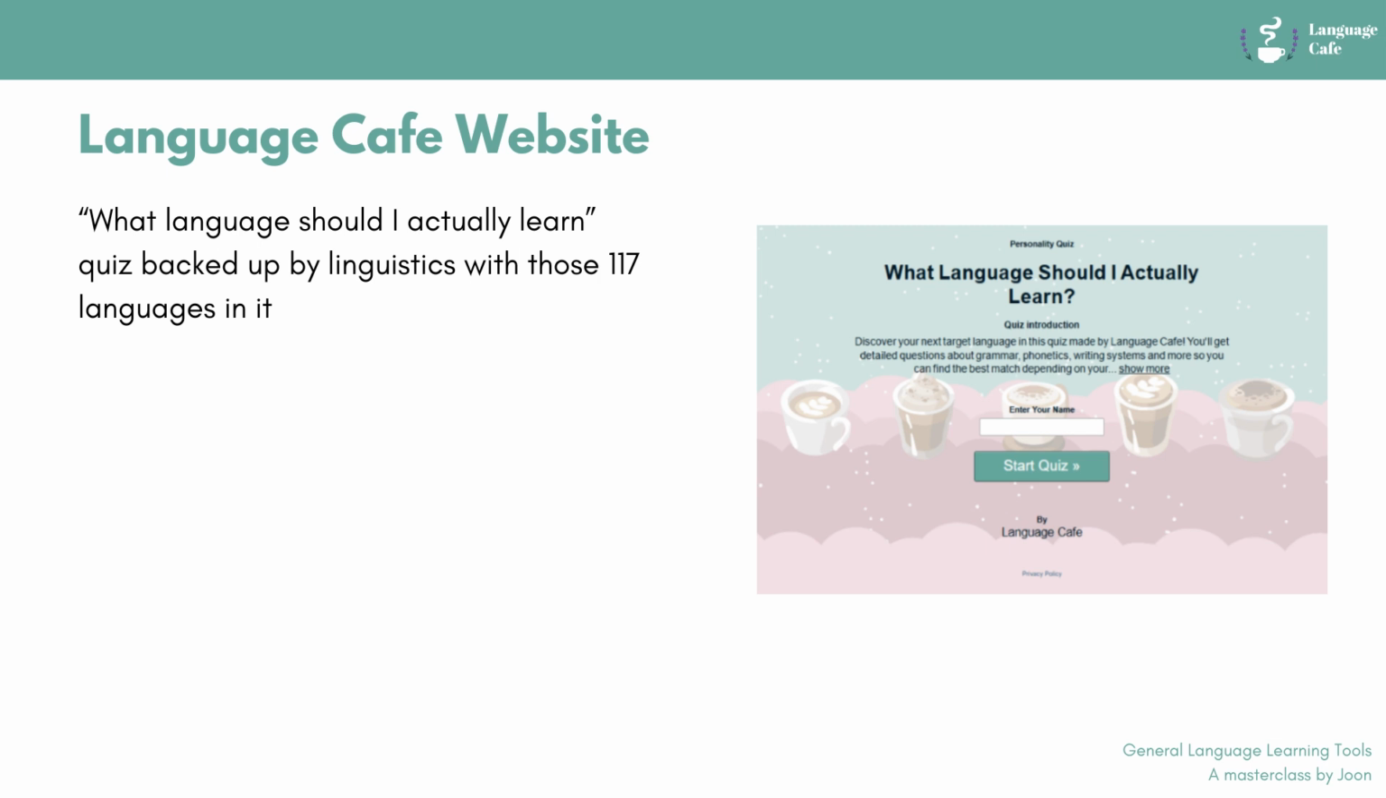We have a what language should I actually learn quiz. It's basically a parody of those BuzzFeed quizzes that are like, what language should I learn? But then the questions are like, what toppings do you like on your pizza? And so this one, on the other hand, is actually backed up by linguistics, and it's been heavily researched by us, the staff team, for months. It takes about 2 months for us to do every single iteration of the quiz because we want to make sure that our facts are accurate.